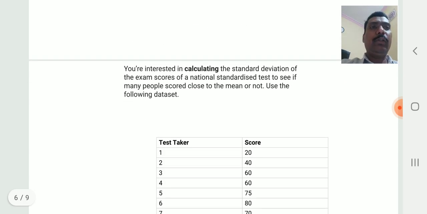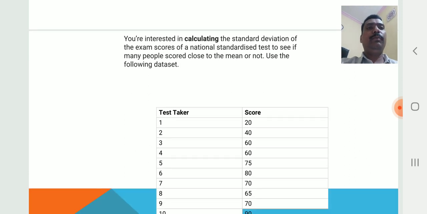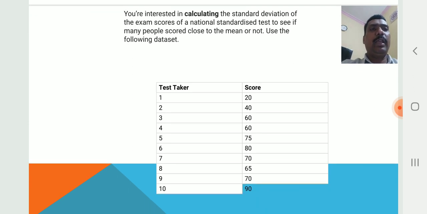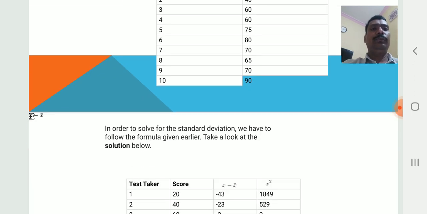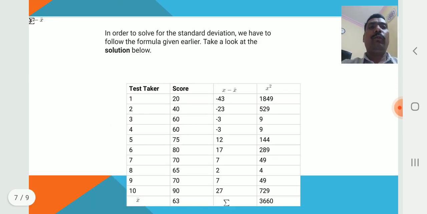We are interested in calculating the standard deviation of the exam scores of a national standardized test to see how many people score close to the mean or not. Use the following data set: test taker and score. 1 to 10 are test takers, and 20 to 90 are scores. In order to solve the standard deviation, we have to follow the formula given earlier. Take a look at the solution below.